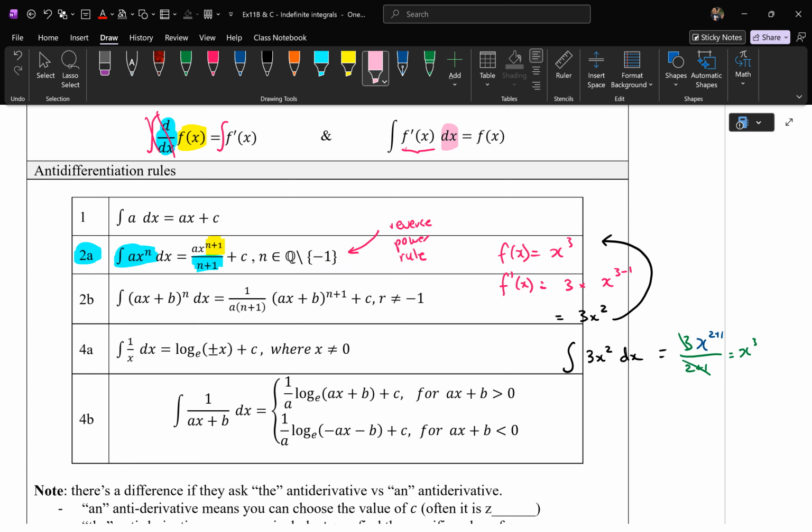One thing to note, see this plus c? Last year, did your teachers explain why there's a plus c there? Someone tell me. Because we got the x cubed, seems like I've got my answer already. Why do I have to put a plus c in my answer? What was the explanation? Anyone remember? Charles.